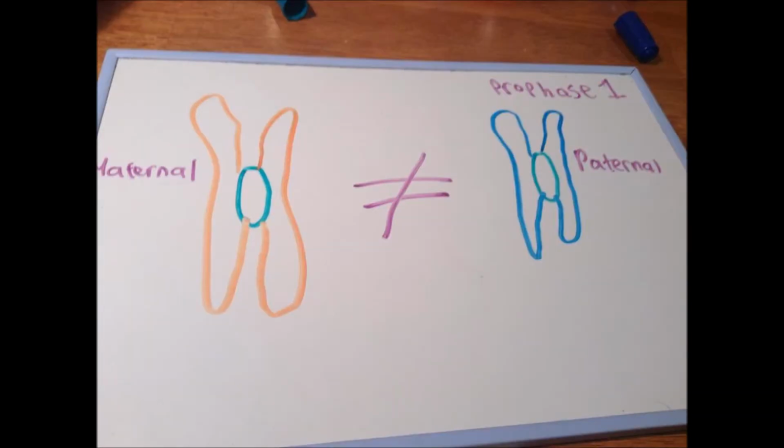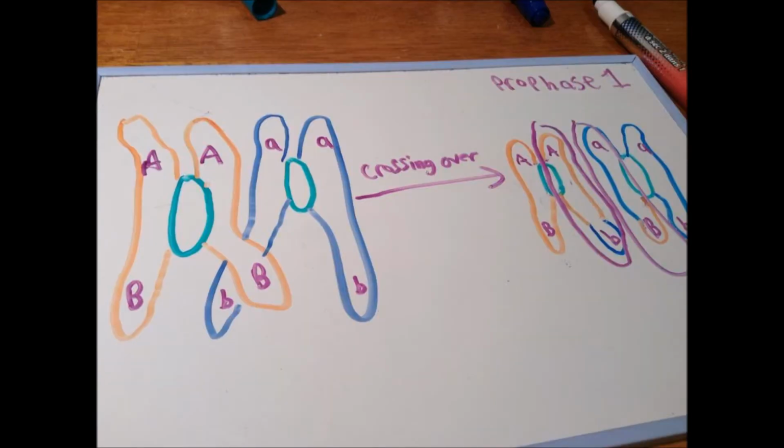See, the homologs aren't identical twins. No way, they're not the same DNA. The genes are the same, but the alleles might take different forms. So during synapsis, alleles can cross over between homologs, and when it's all over, there are gene combinations that have never been seen before.